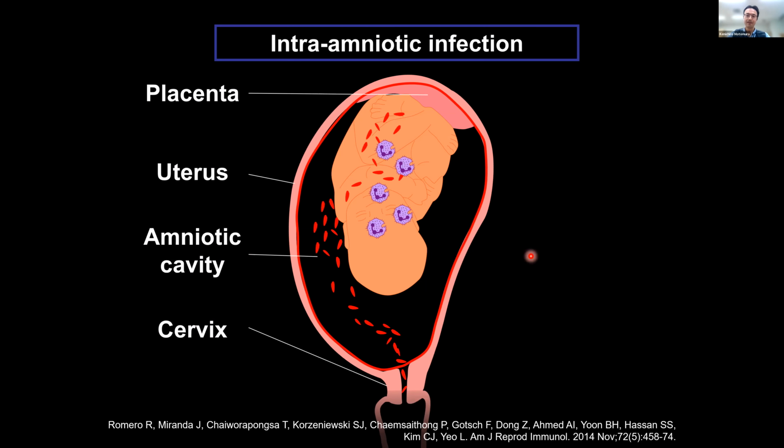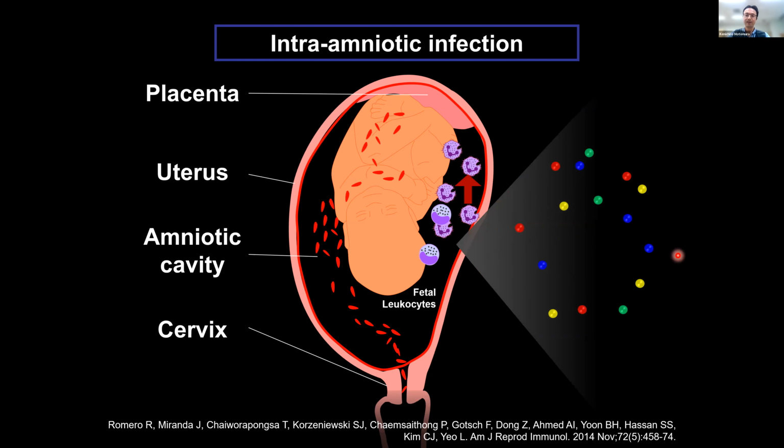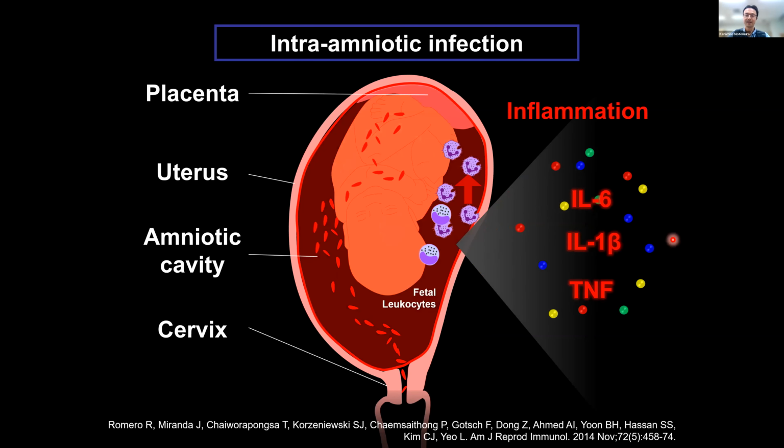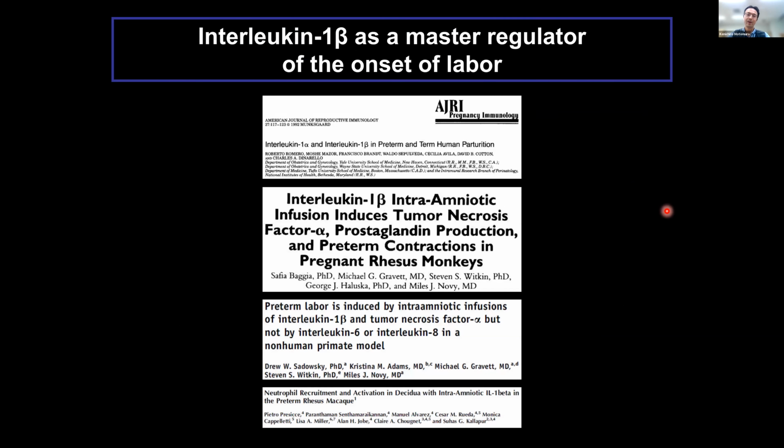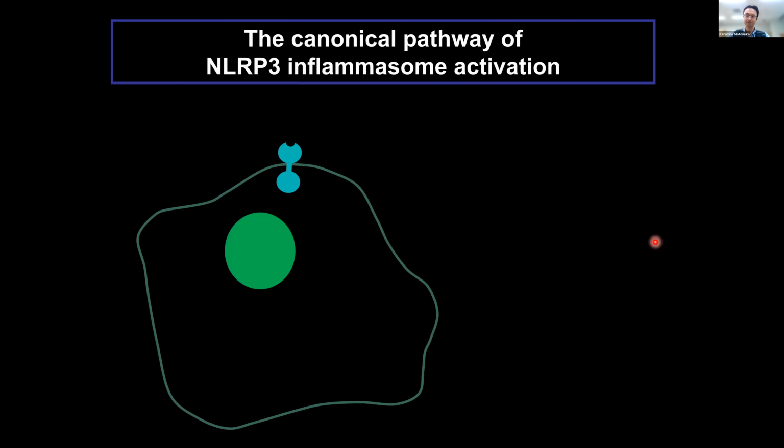They cause the infiltration of fetal leukocytes into the amniotic cavity and facilitate the release of cytokines such as IL-6, IL-1 beta, and TNF. Among these, interleukin-1 beta is referred to as a master regulator of onset of labor, as demonstrated by several groups. Interleukin-1 beta is a zymogen that requires enzymatic cleavage to display its bioactivity. A primary mechanism underlying this process is the NLRP3 inflammasome.